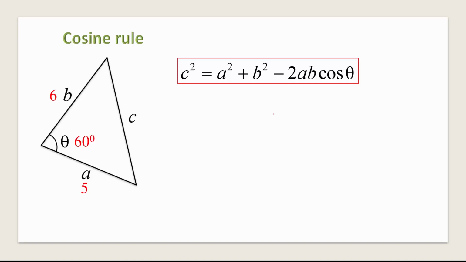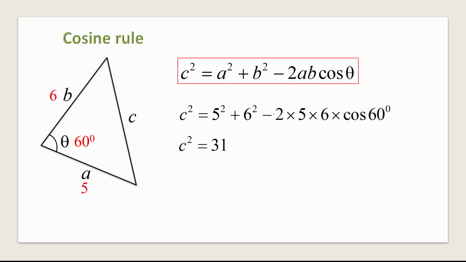As an example, let's suppose the angle is 60 degrees and the two sides A and B are 5 and 6. Making the substitution into our formula and then simplifying the right-hand side, we get 31. So C will be the square root of 31, approximately 5.57.